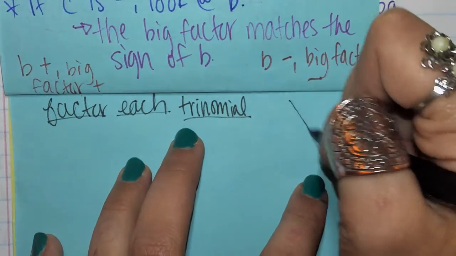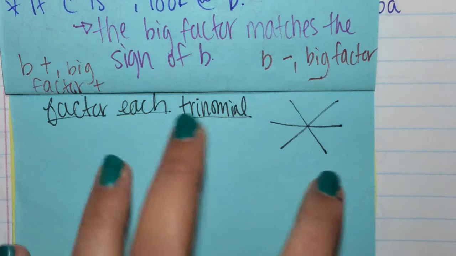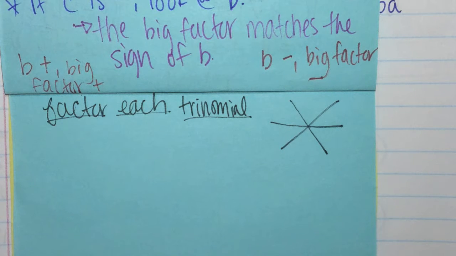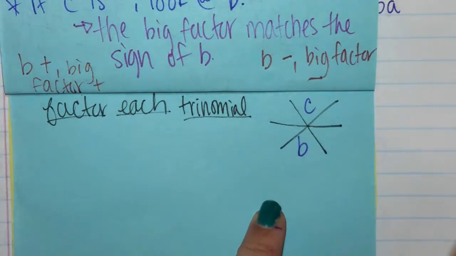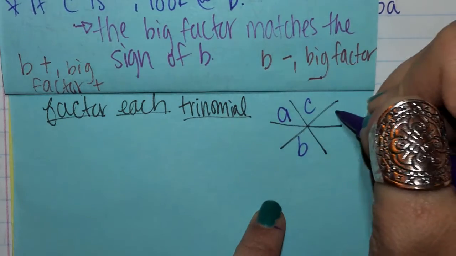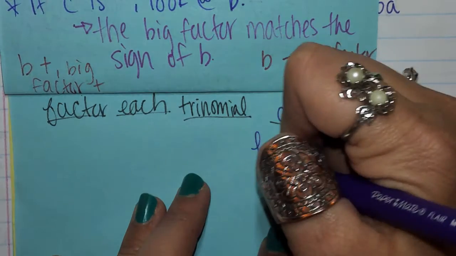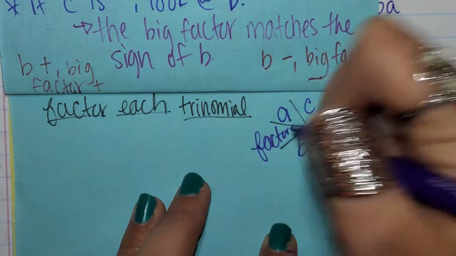Okay. So, we're going to use the star method every time, except we're not going to do A times C, because A is what this time? 1. Fantastic. So, we're just going to have C up here. B goes here. A. So, that part's still the same. And we just have our factors.